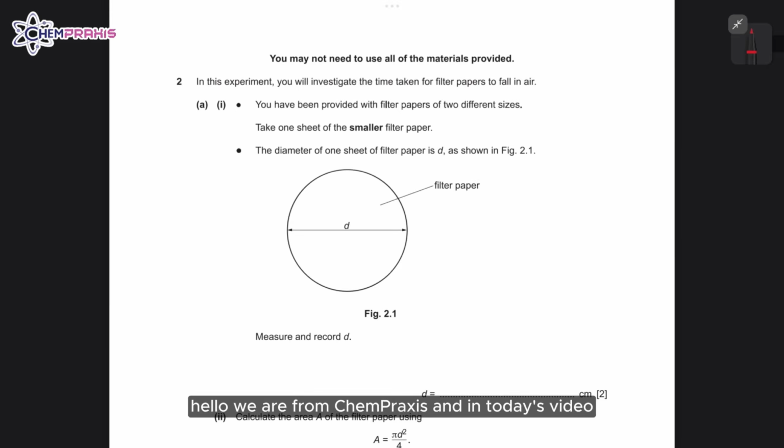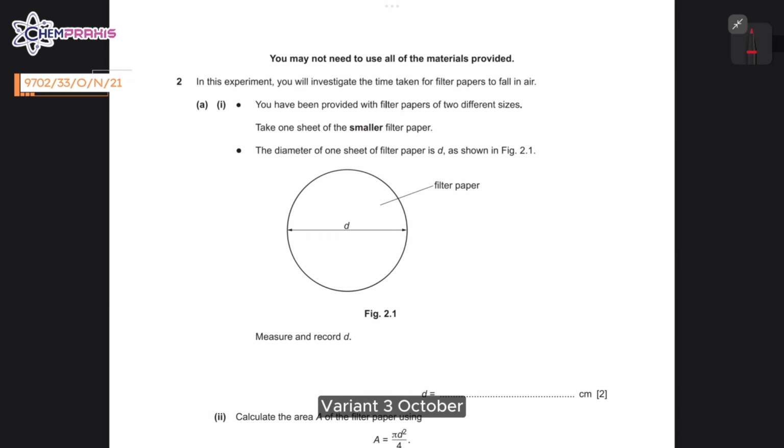Hello, we are from ChemPraxis, and in today's video we will be covering Physics Paper 3, Variant 3, October-November 2021, Question 2. In this experiment, we will be investigating the time taken for the filter papers to fall in air.